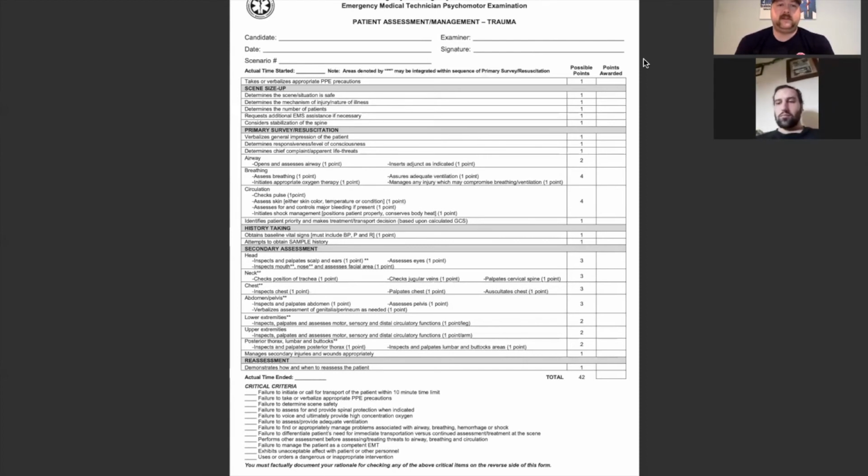So we're going to consider C-spine stabilization of the spine. Due to the mechanism, we're going to initially take C-spine. At this point, it's you and your partner on the scene, and there's another individual there that identifies himself as an EMT who is already holding C-spine. So you're going to let them continue to do that.